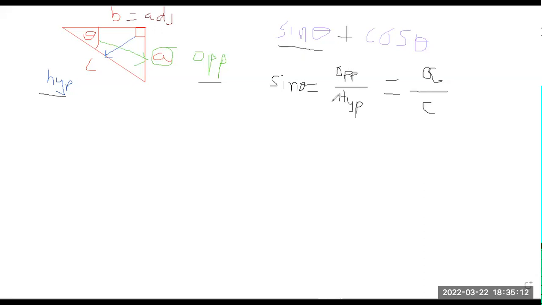Remember, this is straightforward. You just need to remember it. Once you remember it and identify the sides, we are all good to go. So let me know if you are confused how I got A over C before I do cosine of theta.